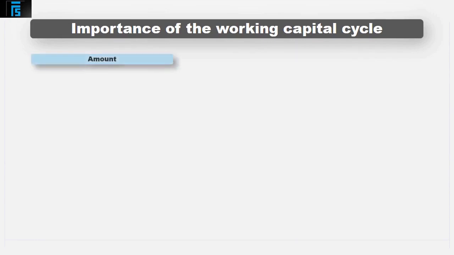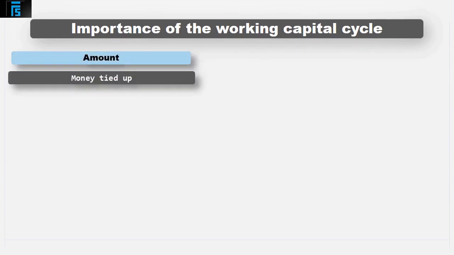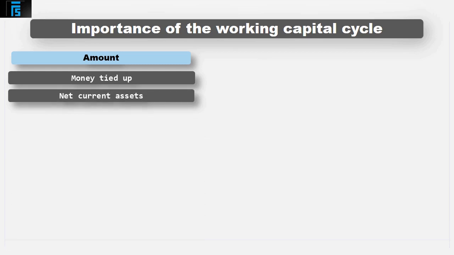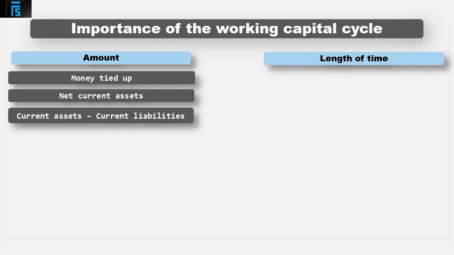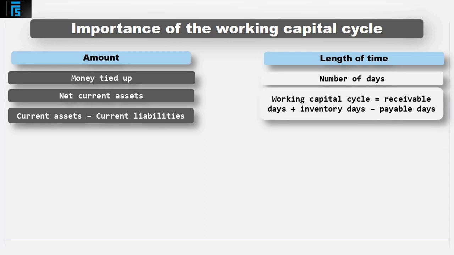Measuring the cycle. The amount of money tied up in the working capital cycle, and therefore the amount that is needed to be borrowed, is equal to the net current assets, i.e. current assets represented by inventory and receivables, minus current liabilities represented by payables. In order to establish the length of time money is tied up for, it is necessary to calculate the number of days for each element individually. Once these have been calculated, the working capital cycle can be calculated as receivable days plus inventory days minus payable days.